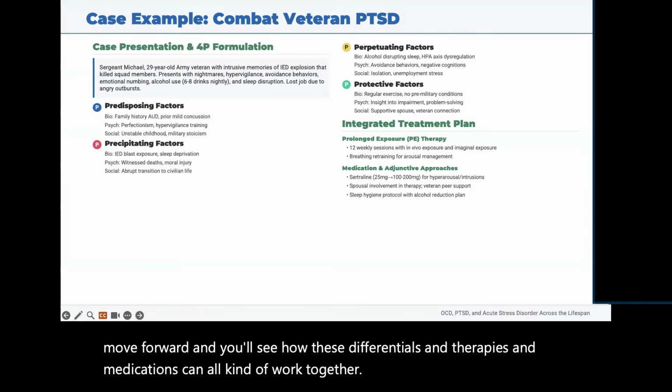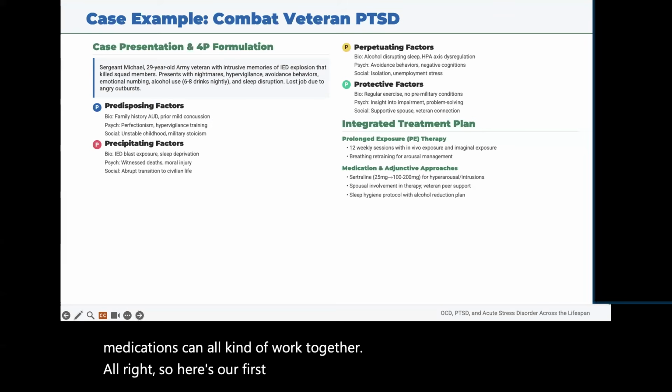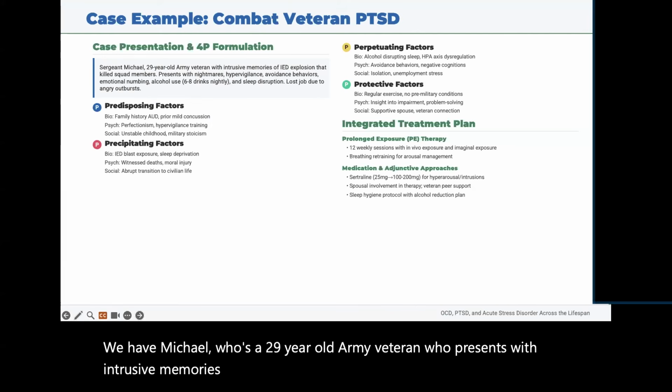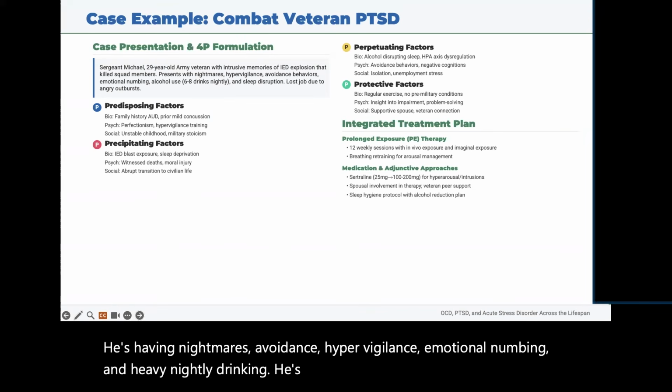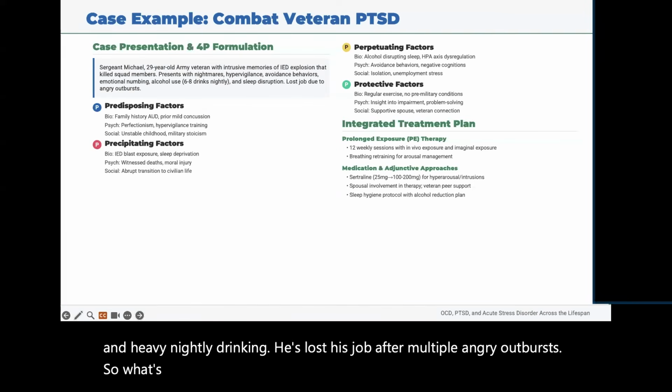All right. So here's our first case here. We have Michael, who's a 29-year-old Army veteran who presents with intrusive memories of an IED explosion that killed members of his squad. He's having nightmares, avoidance, hypervigilance, emotional numbing, and heavy nightly drinking. He's lost his job after multiple angry outbursts. So what's really happening here?